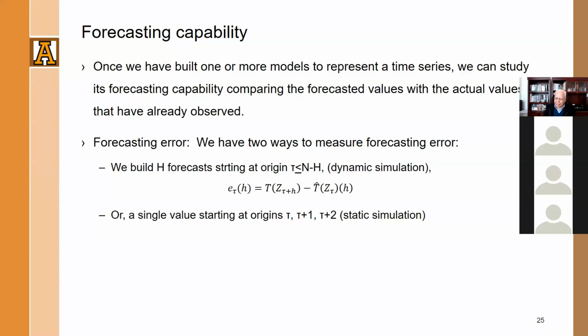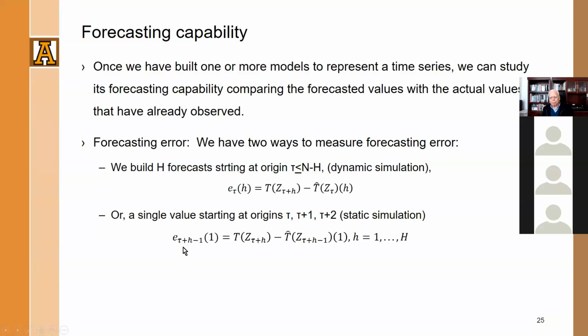So let's suppose that I am forecasting 6 months ahead, and I'm in June. I take my historic data up to, let's say, December. I forecast 1 period ahead, and then compute the error for that forecast 1 period ahead. Then I move my endpoint 1 period. So I now build a model up to T plus tau plus 1 and forecast tau plus 2, and so on. But it's always forecasting a single value at different origin times, at different origins. That's called static simulation.